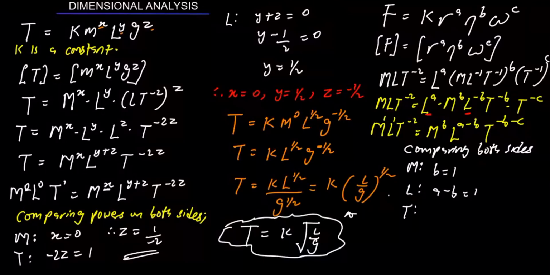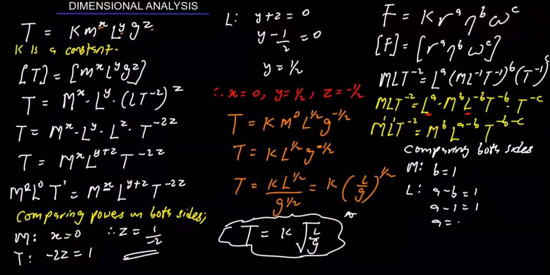Before we even move, I can just get, check it out. A minus B is 1 here, then equal to 1. A will be equal to 1 plus 1, and A is 2. And if I compare the power of T, I'm having minus B minus C equal to minus 2. Observe, here and here equal.